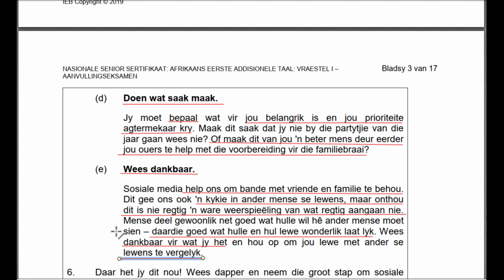They only share those things that make their life look wonderful. They aren't going to share the bad things with you. Wees dankbaar vir dit wat jy het en hou op om jou lewe met ander se lewens te vergelyk. So, be thankful for what you have and don't compare your life to the life of others.